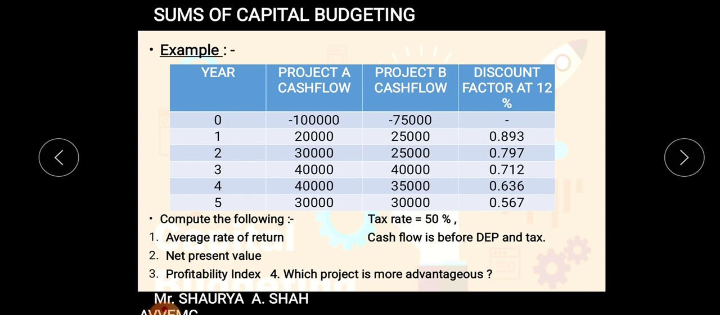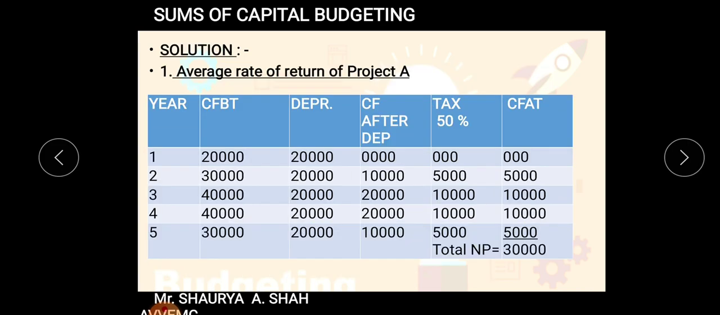So I hope you are clear with the background of the sum, what you need to do. Same thing we did in the last lecture, but this is for two projects, so you need to do double calculations, and on that basis you will be deciding. Fine. Starting with the very first thing, students, average rate of return, right? So for calculating average rate of return, first we will complete project A, then we will complete project B, right? So similarly it will be helpful to you.